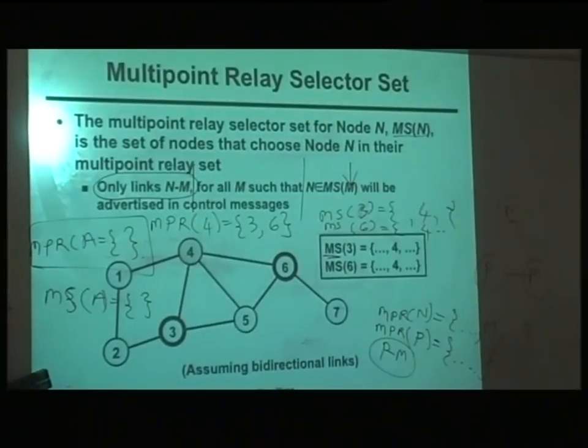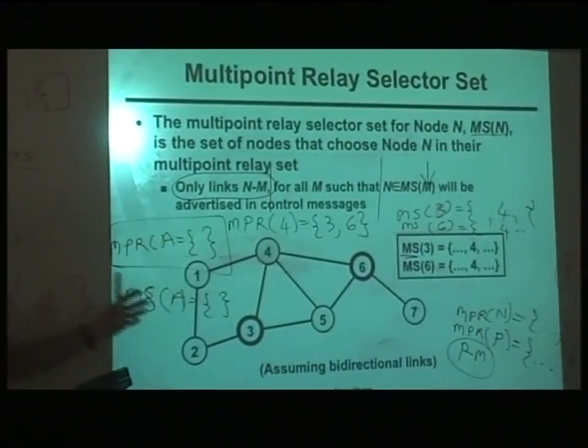You do not talk about the whole network. Even if there are some links, you hide this information, and the advantage of this is that the number of control messages is reduced.